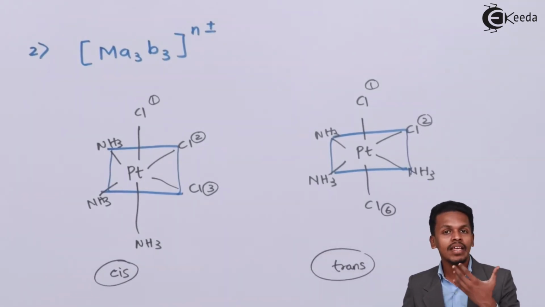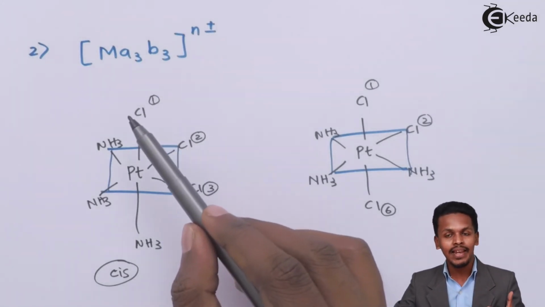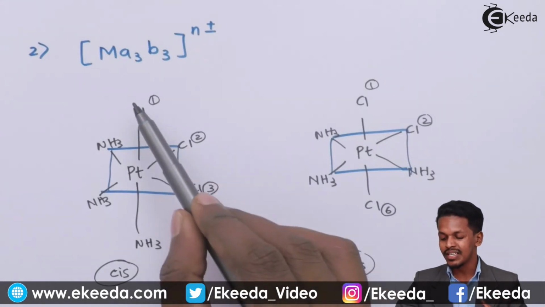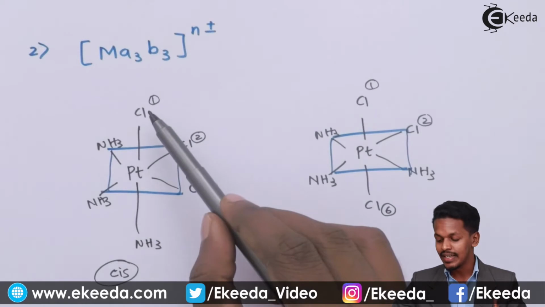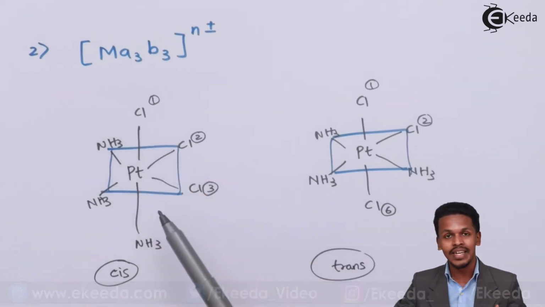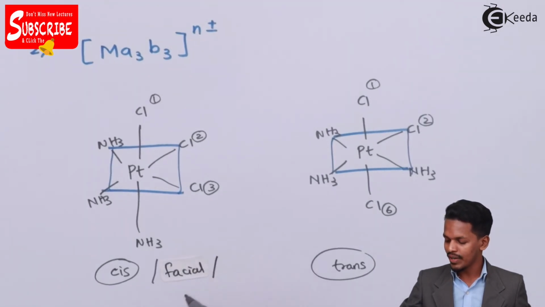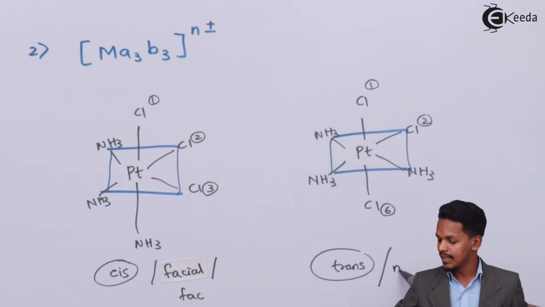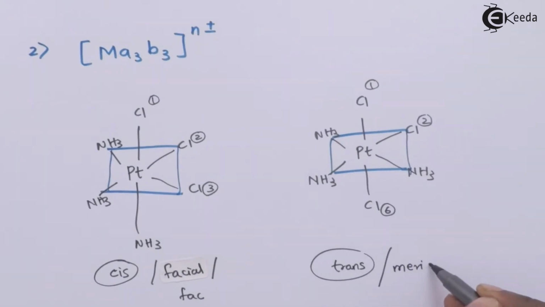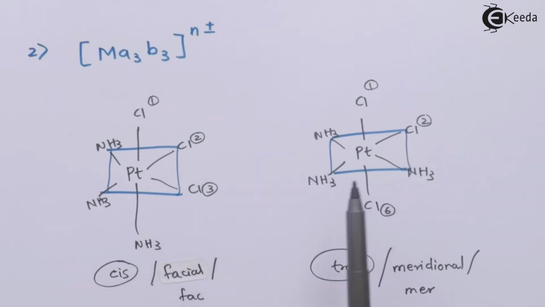But not only this, they have other names also. For example, here I could find that there are 3 Cl atoms that are adjacent to each other depending on the position also, that is this is position number 1, this is 2, and this is 3. So this adjacent position and consecutive position will give the name of this one as facial, or we could also call it FAC. While in this case the name of this one would be meridional, which is also known as MER. So therefore these are the 2 different kinds of isomers that we have discussed.